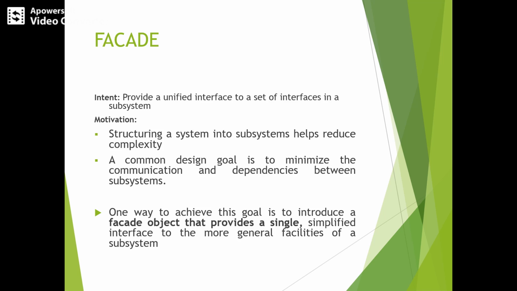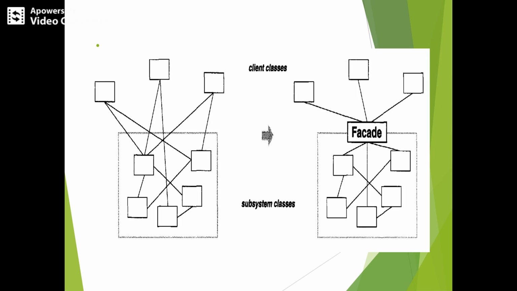So one way to achieve this goal is to introduce a facade object that provides a single simplified interface to the more general facilities of the subsystem. That is one way we can do it in a better manner. This is what we have here, the client classes.